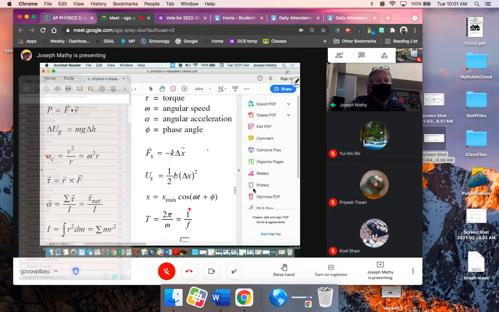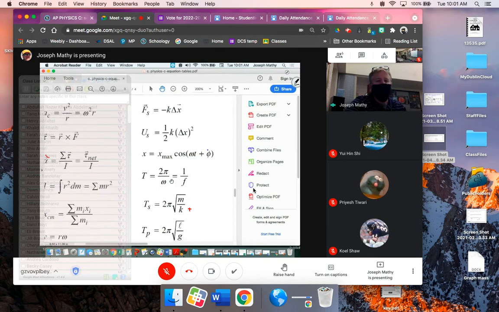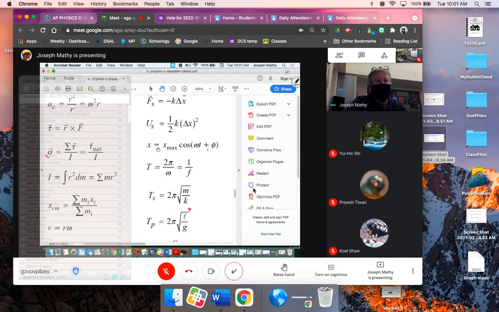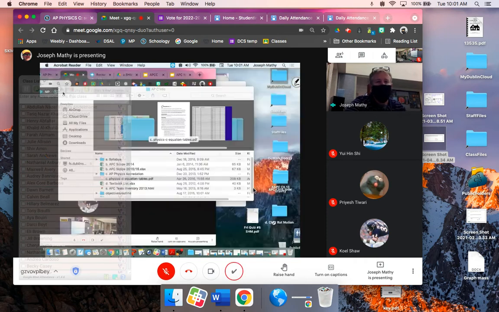It does have spring constants. It does give you x max cosine, frequency times time plus phi, phase shift, the whole thing's called phase. It does say T equals 2 pi over angular frequency equals 1 over f. That's good. And then it gives us the period of a spring and the period of a pendulum right through here. That's cool. All right, that's cool. At least we get that.